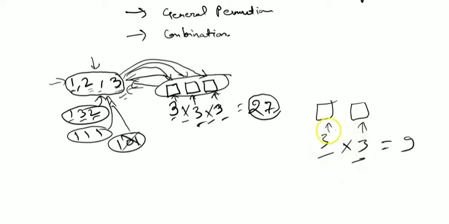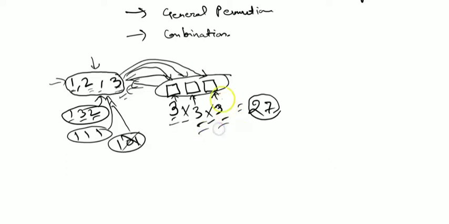Because for every choice that we make in the first slot, there exists a number of choices that are available for the second slot to be filled. And because this is true for every choice that can be filled in the first slot, we multiply them. That's why we multiply the choices we have for every slot there is.